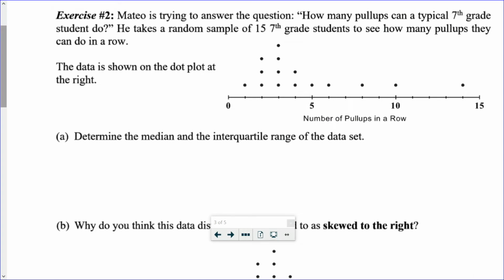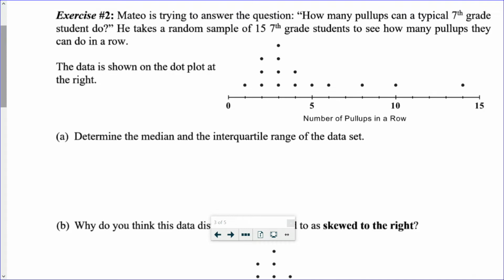Matteo is trying to answer the question, how many pull-ups can a typical 7th grade student do? He takes a random sample of 15, apparently that's my favorite size of a data set, a random sample of 15 7th grade students to see how many pull-ups they can do in a row. The data is shown on the dot plot at the right.